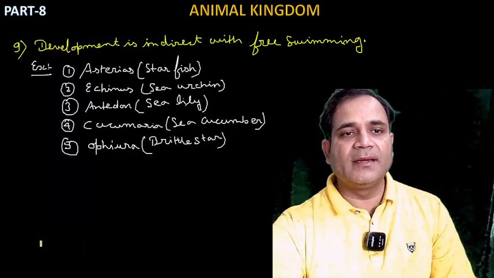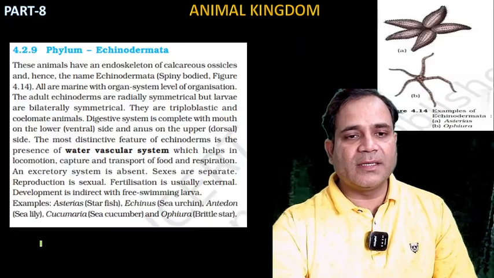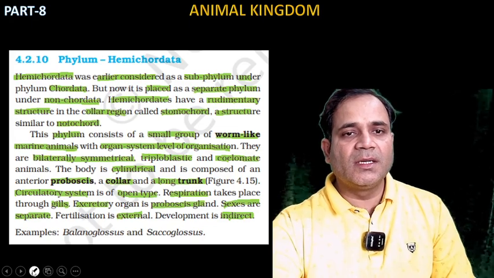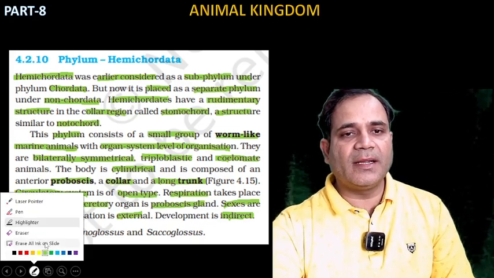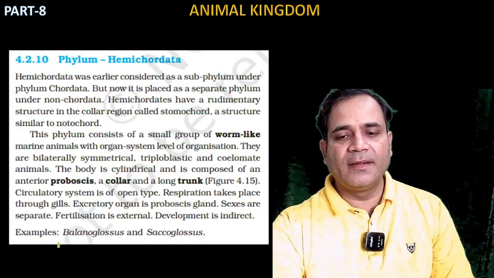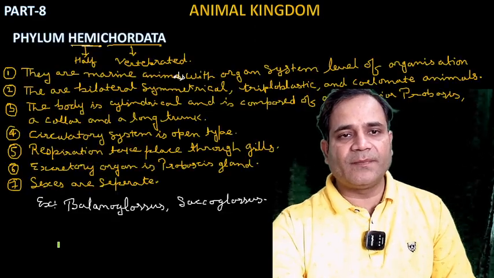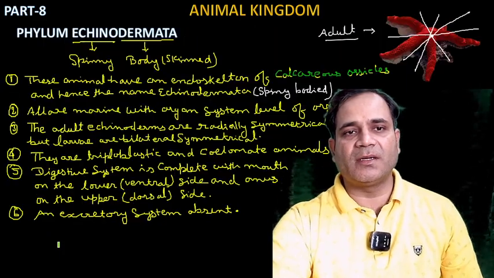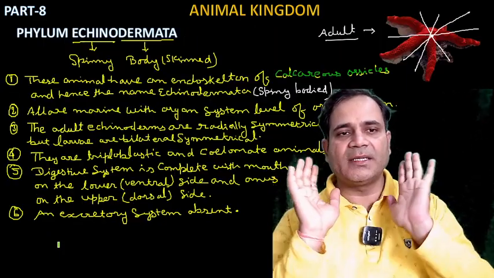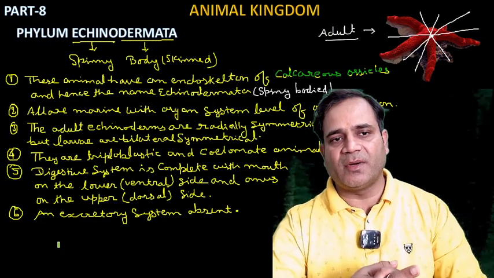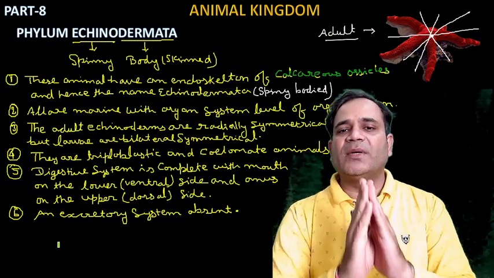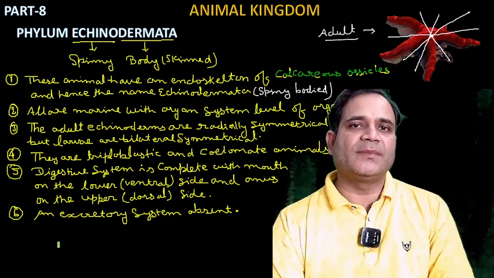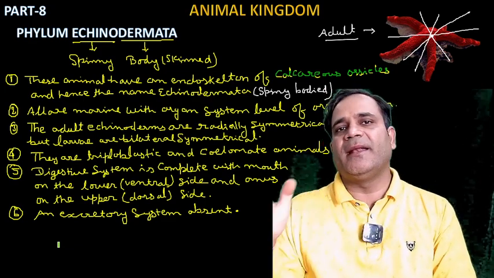And this one is the phylum Hemichordata. Is that clear? I am going through all the things that I taught in this part. Phylum Echinodermata means spiny-skinned body. The animals have an endoskeleton of calcareous ossicles, hence they are named echinoderms. Echinoderms means spiny bodied.